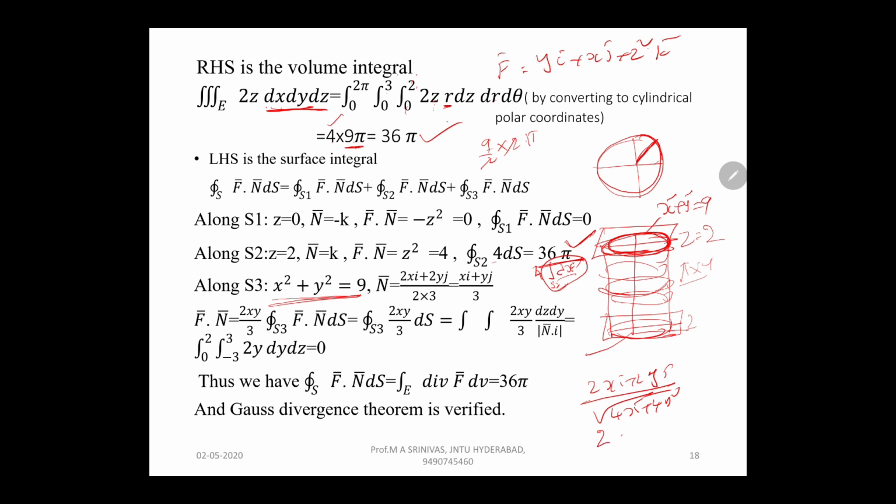If I take 4 common, that will be 2 times root over x² + y². x² + y² is 9, therefore this will be 3. 2 gets cancelled and we get (x i bar + y j bar) by 3. This is my n bar.